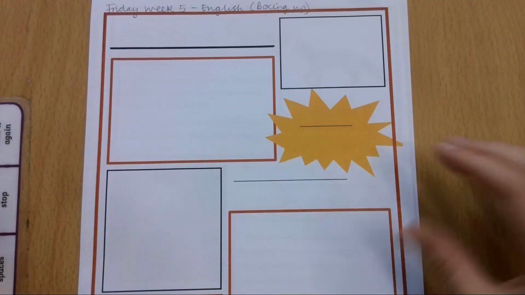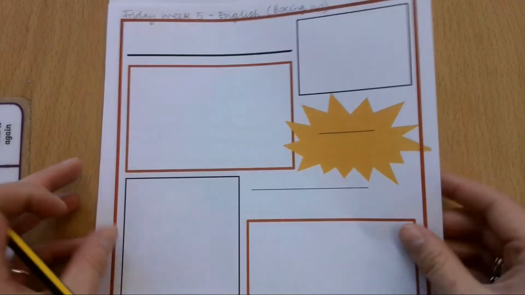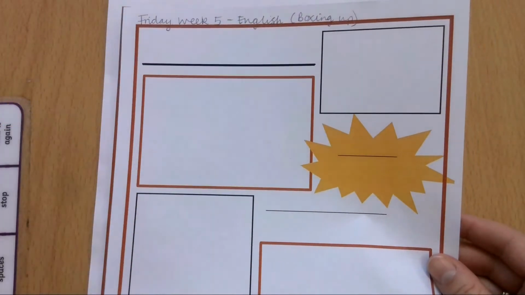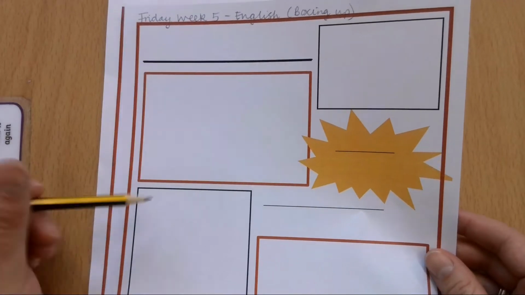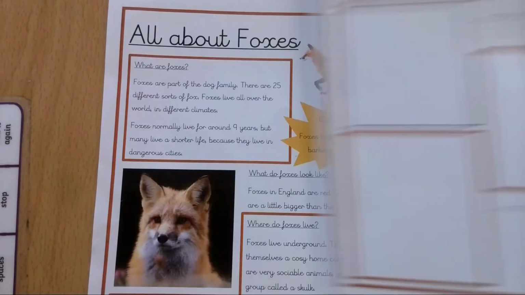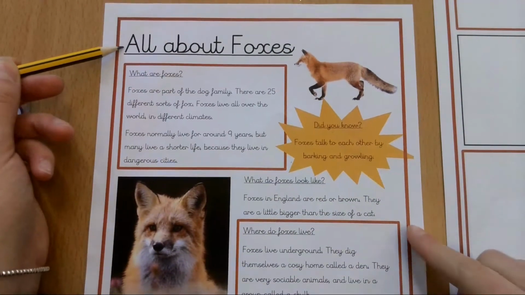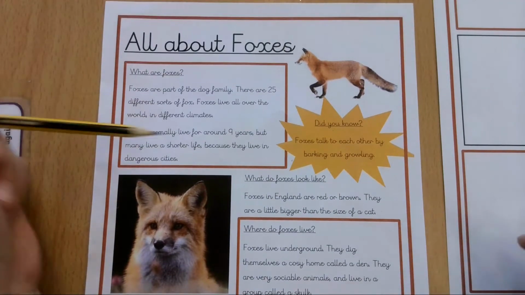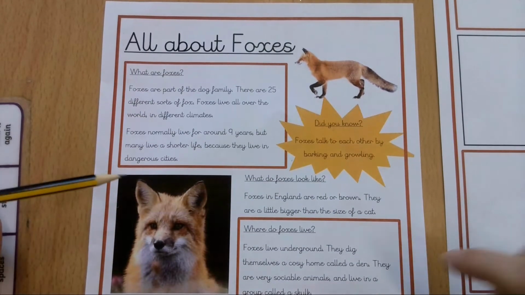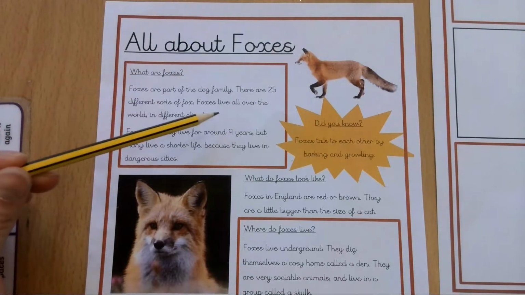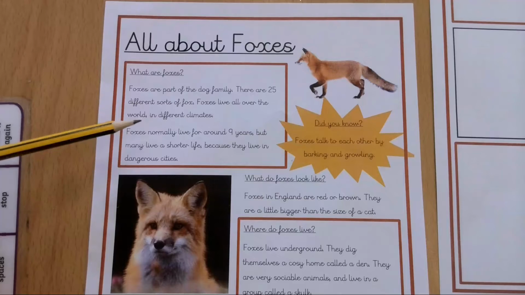Good morning, Year 2. Today we are boxing up our All About Foxes fact file using the fact file and our boxing up sheet that you will find in your pack. It's the one that says Friday, Week 5 English Boxing on the top, and it's got a nice brown and yellow colour. We're going to do all of these boxes together, but if you feel confident after the first box to do it on your own, you can have a go. If you would like to carry on using my boxing up to help you, that's absolutely fine. You can just follow my video all the way to the end.